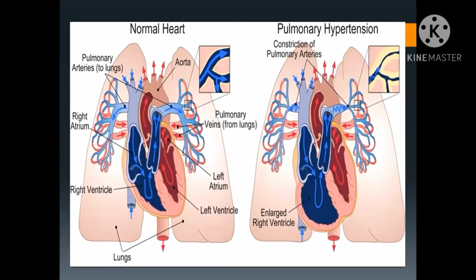This is the comparison of a normal heart without pulmonary hypertension and with pulmonary hypertension. The difference between the two is that the pulmonary hypertension heart has an enlarged right ventricle, which is termed right ventricular hypertrophy, and constriction of pulmonary arteries.